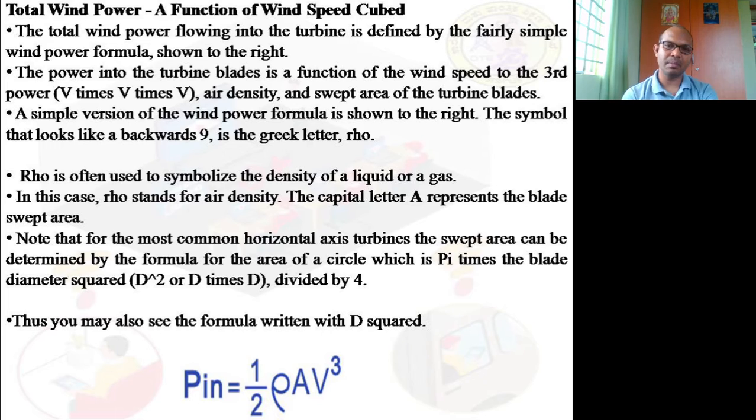Note that for the most common horizontal axis wind turbines, the swept area can be determined by the formula for the area of a circle, which is pi d square by 4, where d is the blade diameter. This is the swept area, which is nothing but a circle. So we will calculate it by pi d square by 4. Thus the power in is given by half into rho A V cube.